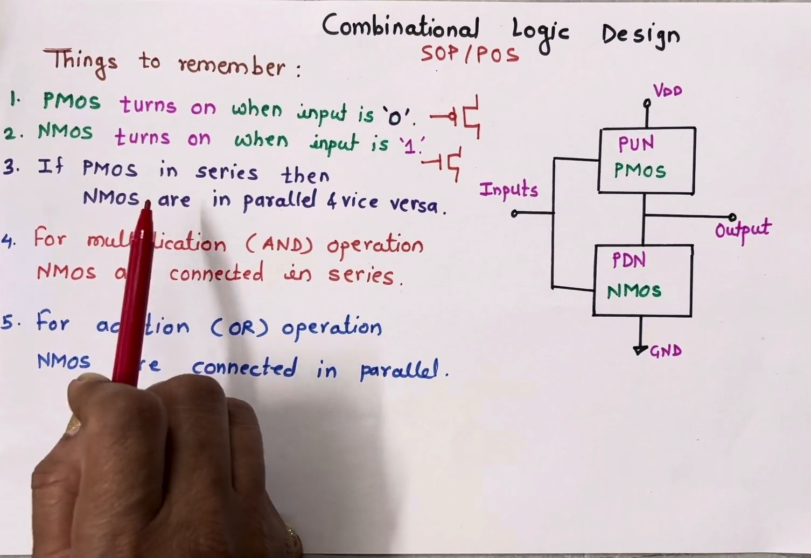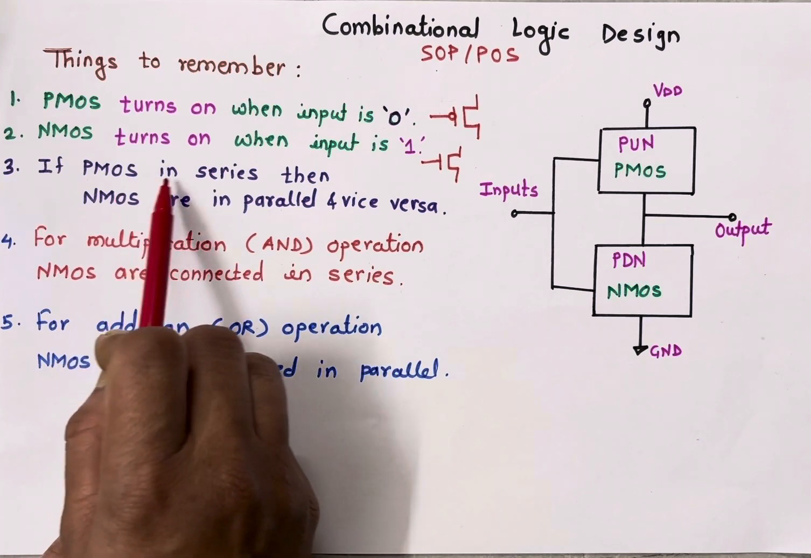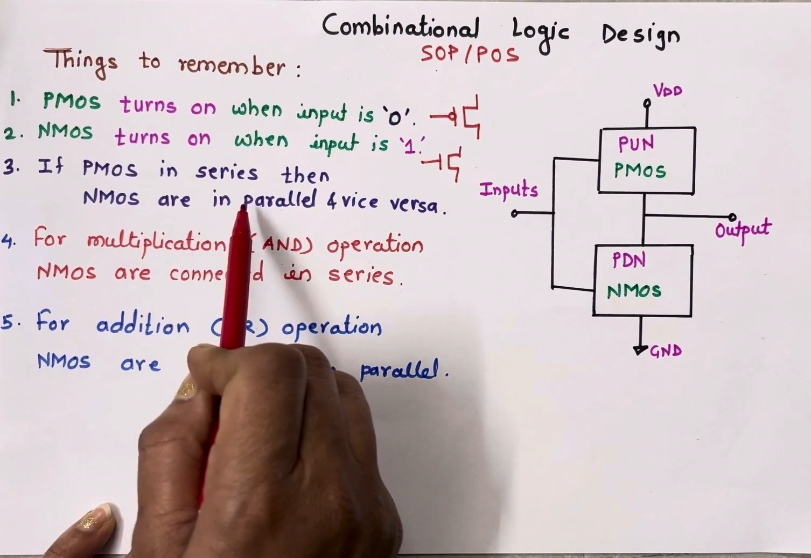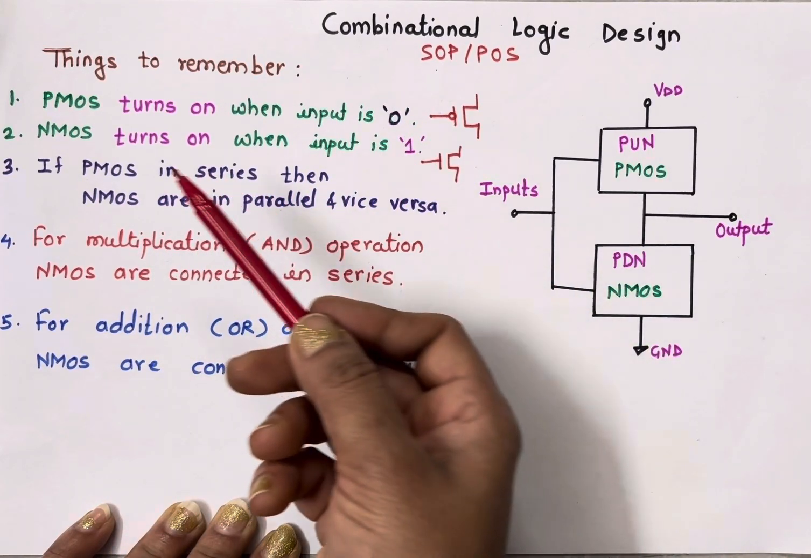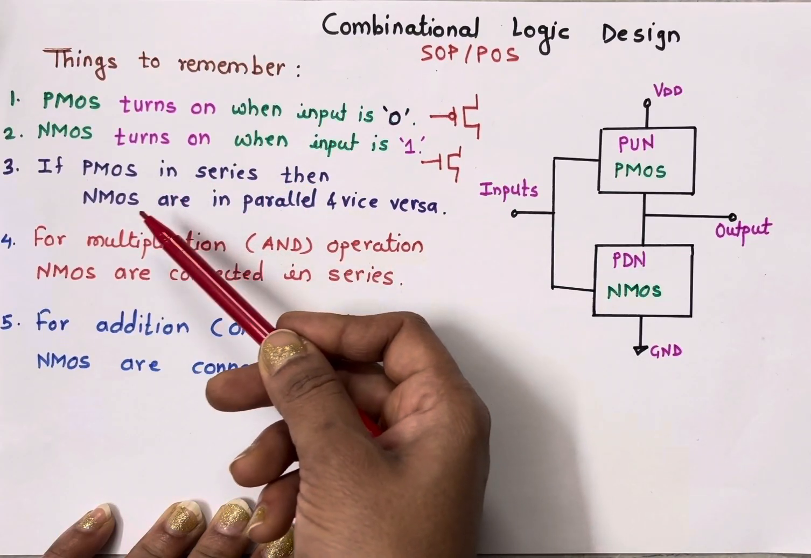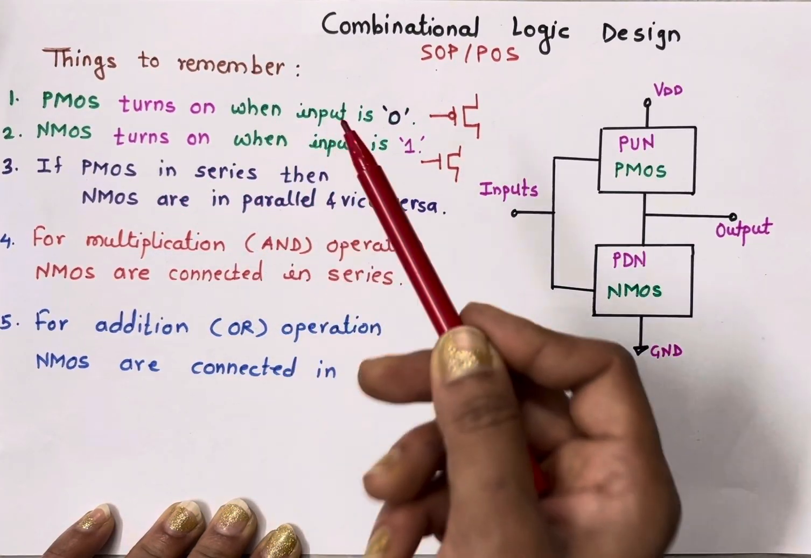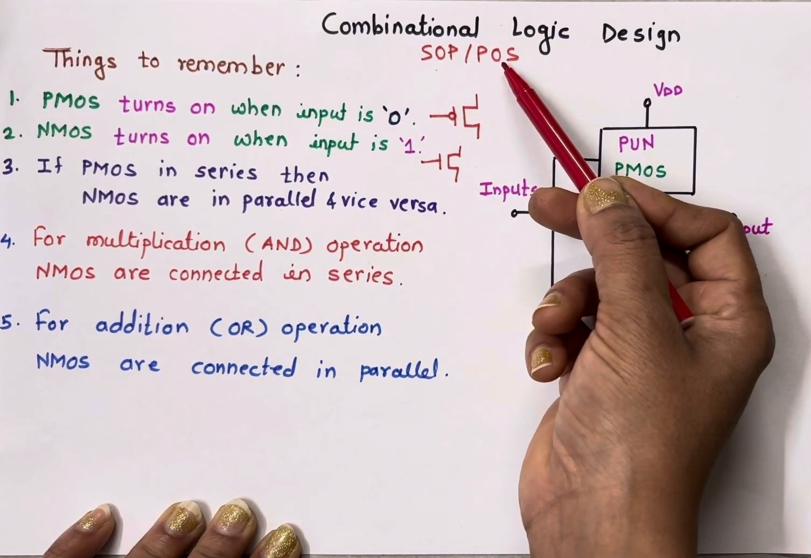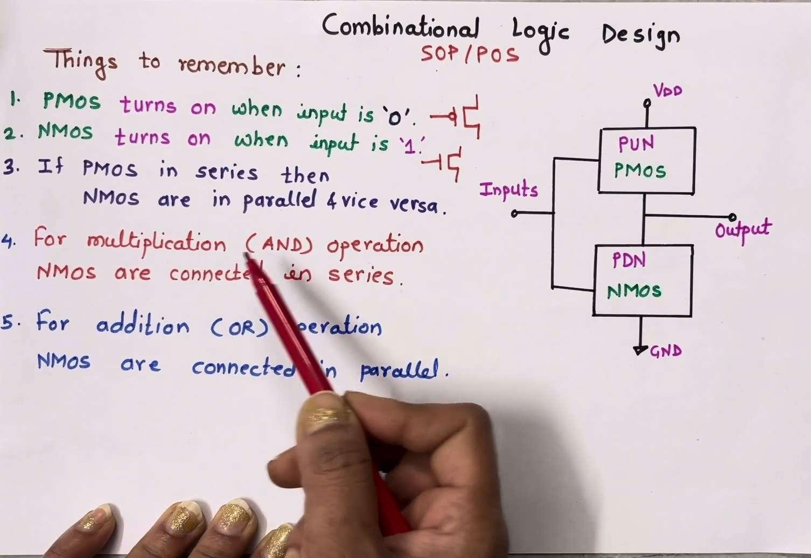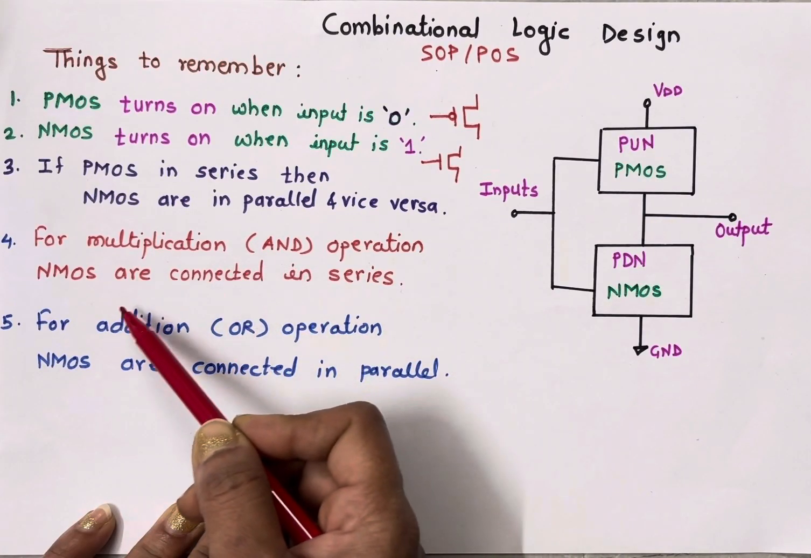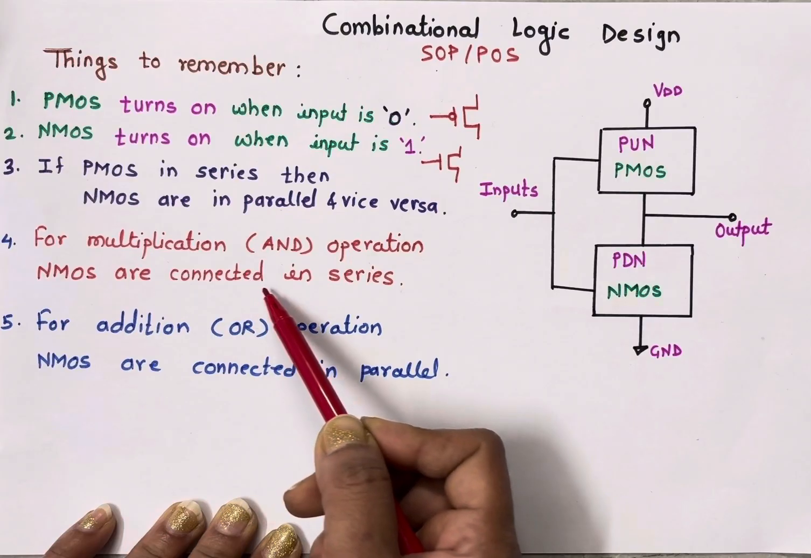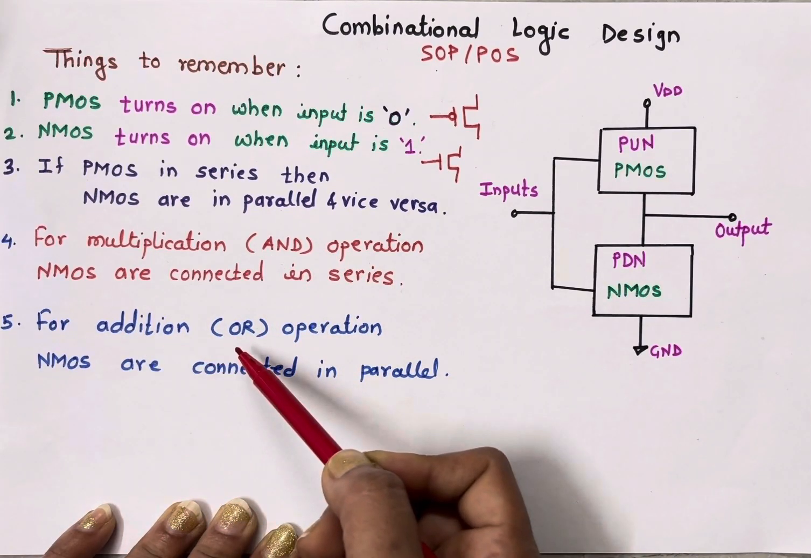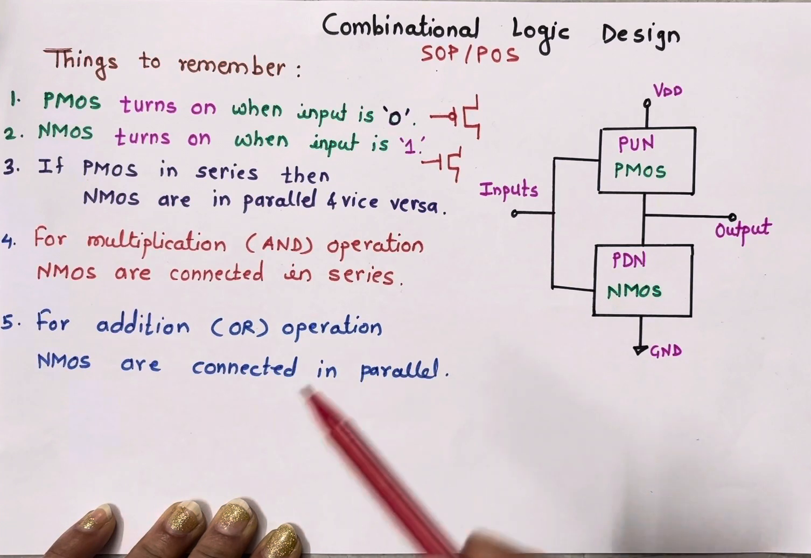Then you need to remember, whenever we connect p-channel MOSFETs in series, then n-channel MOSFETs are connected in parallel, and vice versa. It means when PMOS are in parallel, then NMOS are connected in series. Then to implement two basic operations, multiplication and addition: for multiplication operation, that is AND operation, NMOS are always connected in series, whereas for implementation of addition operation, NMOS are connected in parallel.